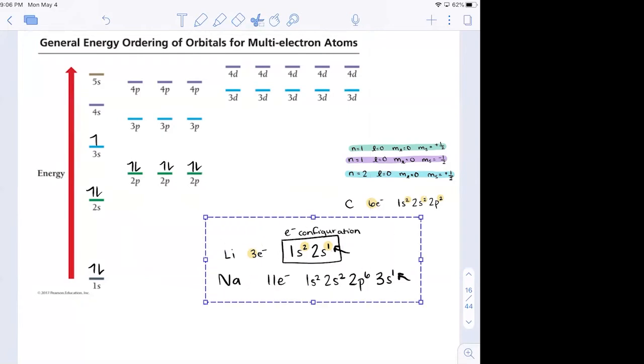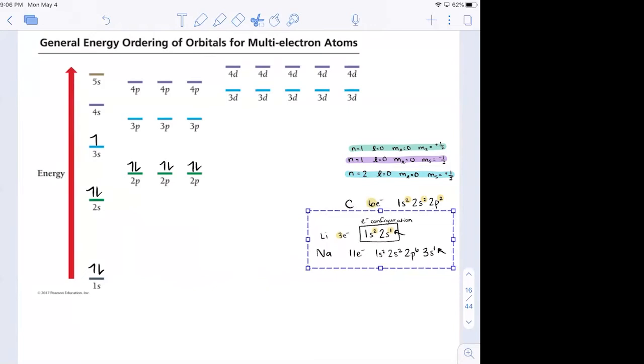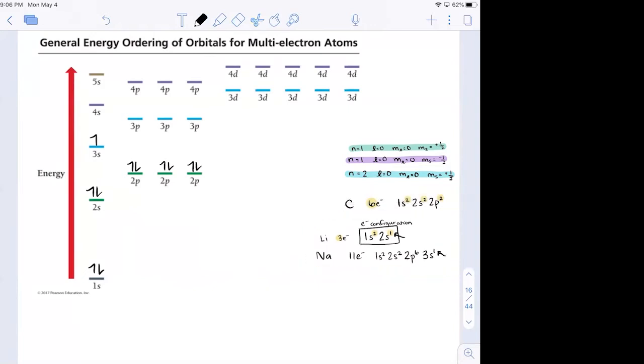Let's just move these aside so we can do a couple more. Let's go ahead and do phosphorus. Phosphorus has 15 electrons. And so let's build up from the bottom, and then we'll get into some abnormalities.